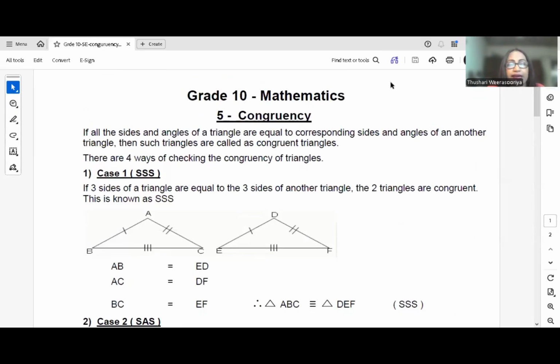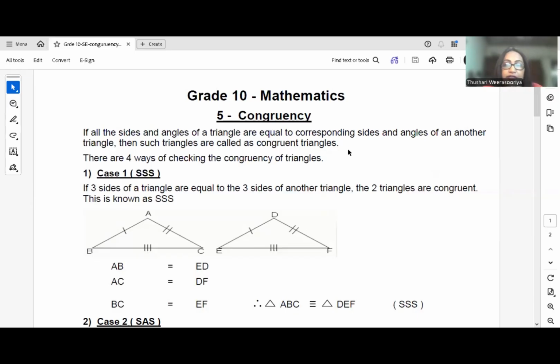What do you mean by congruent triangles? Congruent triangles means if all the sides and angles of a triangle are equal to the corresponding sides and angles of another triangle, then such triangles are called congruent triangles, right? Congruent triangles are like identical twin brothers. Their features are equal to each other. The areas of the congruent triangles are also equal. That's another feature we can get from congruent triangles.